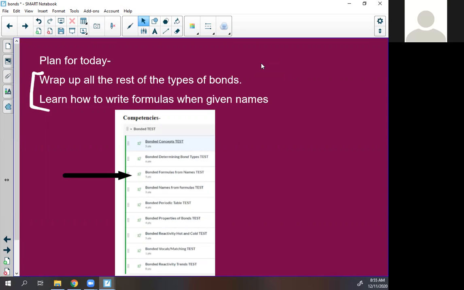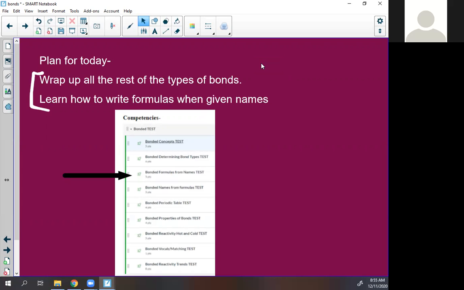Will you tell your partner at least one thing about covalent that's different than ionic? There's one gigantic thing that's different about covalent. Good job. Covalent shares electrons. That's the huge, most important difference. Covalent shares, ionic does not share.